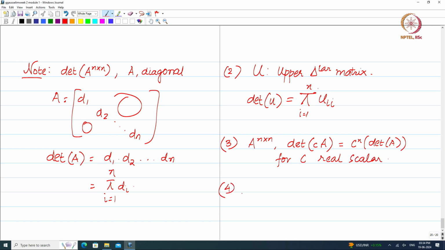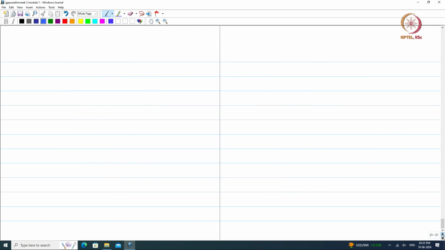If determinant of A is 0, we say the matrix A is singular, else the matrix is non-singular. For an n by n matrix A, if determinant of A is not equal to 0, then we say rank of A is n.